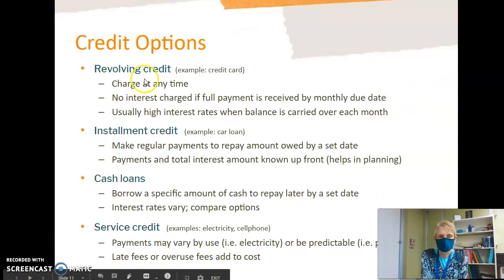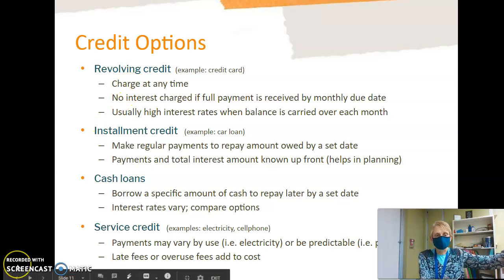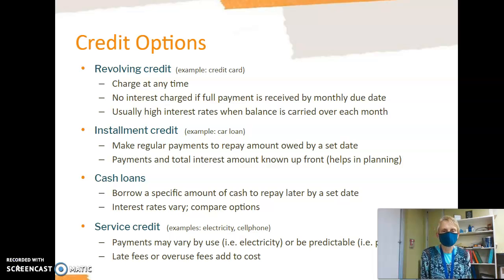And then these are our credit options. So different kinds of credit options. We've seen revolving credit. Those are our credit cards. Installment credit, like a car loan where you have a payment. Cash loan, where you pay it all off at once at a certain time. And then service credit, like for your utility bills. We talked about all these things yesterday.